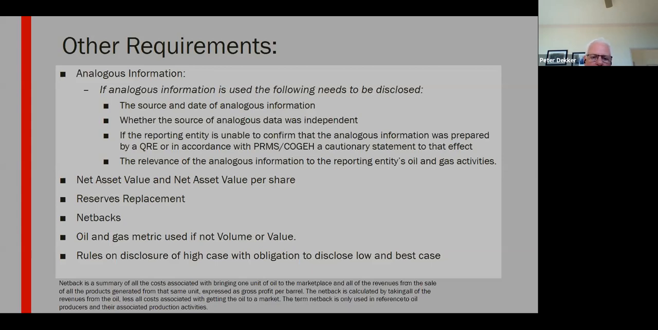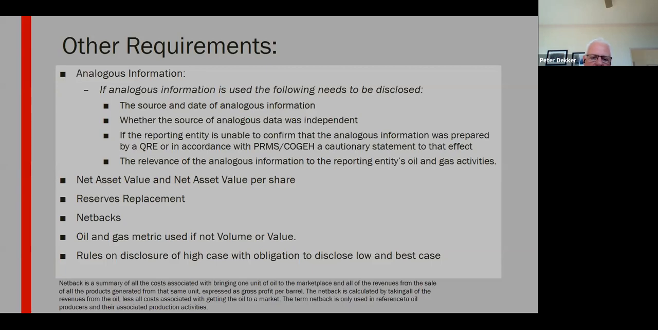And then the net asset value has to be there. The reserve replacement. So in oil and gas, it's always very important to state reserve replacement. I produce a certain amount of reserves every year. Am I really replacing this amount or not? How much am I replacing?